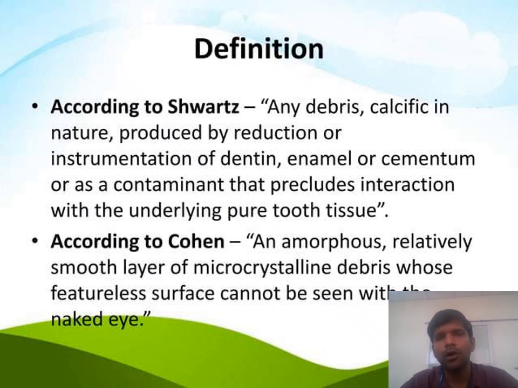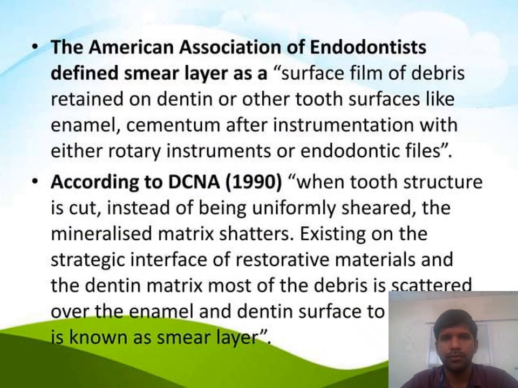Coming to the definition, according to Schwartz, any debris calcific in nature produced by reduction or instrumentation of the dentin, enamel, or cementum, or as a contaminant that precludes interaction with the underlying pure tooth structure is the smear layer. According to Cohen, smear layer is an amorphous, relatively smooth layer of microcrystalline debris whose featureless surface cannot be seen with the naked eye. The American Association of Endodontists defined smear layer as a surface film of debris retained on the dentin or other tooth surfaces like enamel, cementum after instrumentation with either rotary instruments or endodontic files.